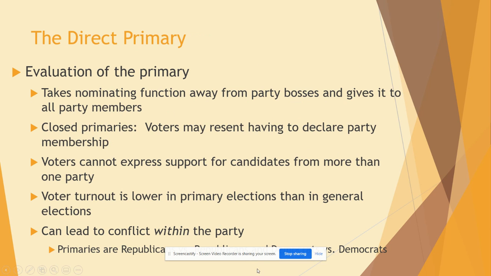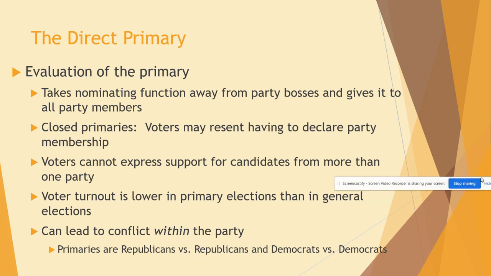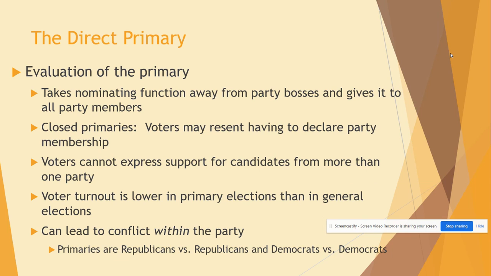Okay, so here's some advantages and disadvantages to the primary system overall. The one main issue with primaries, I would say probably the biggest issue, is this bottom bullet. Primaries can lead to conflict within the party. So for example, right now the Republicans are a little more unified because they have the president who can run for re-election, so there's not really a lot of other contenders.